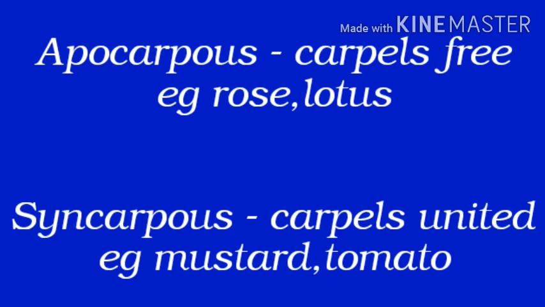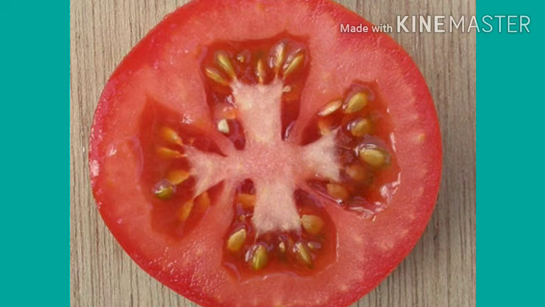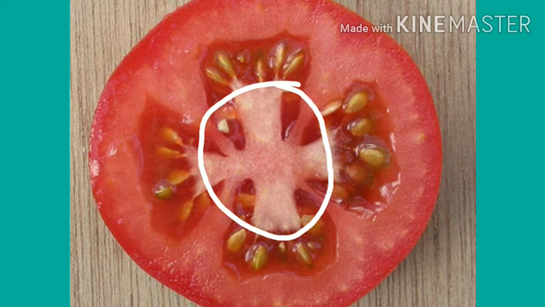And you all very well know that after fertilization the ovary changes into fruit. The ripened ovary is called fruit, and within the fruit the seeds are present. These seeds are actually ovules that have changed after maturation into seeds. Now we are going to discuss a very important topic, that is placentation. Placenta, I told you, is a cushion-like structure that helps the ovules to get attached to the ovary.